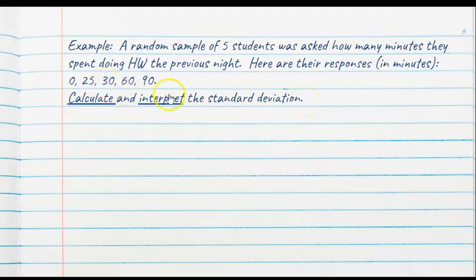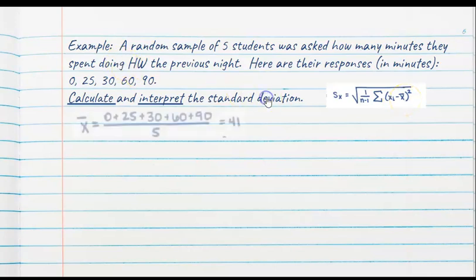Okay, so the first thing I have to know, remember, is the formula here. Well, this is each observation. N is how many? I have 5 observations. Well, X bar is what I need to find out. What's the mean homework time? So I add up my homework times and then divide by 5, and I get a mean of 41.